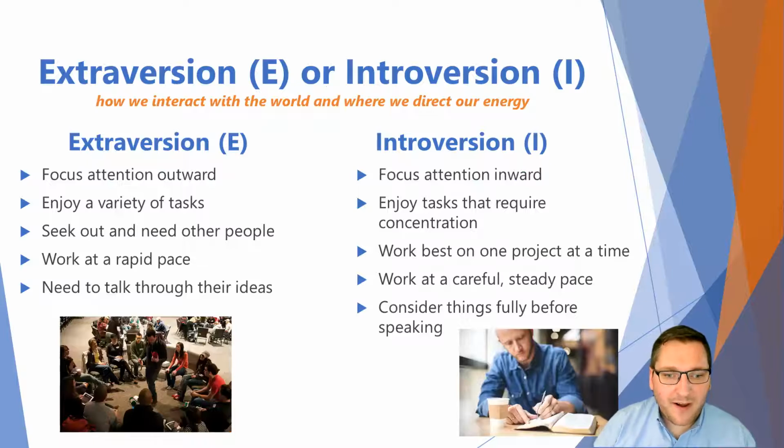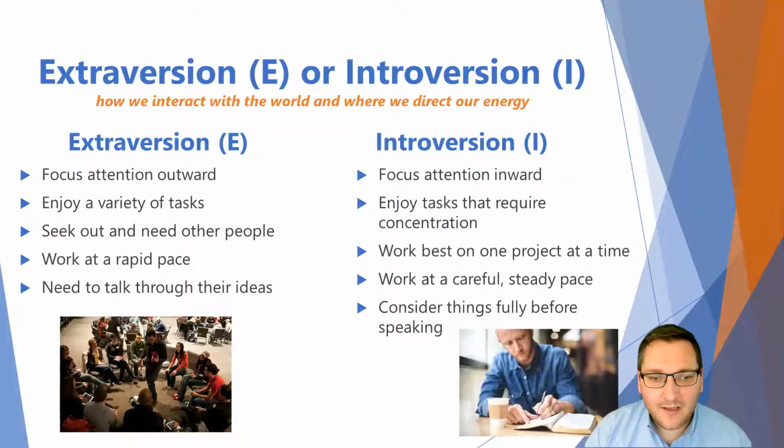The first preference pair is extroversion, represented in type theory by the letter E, or introversion, represented by the letter I. Our preference for this orientation determines how we interact with the world and where we direct our energy. Those with a preference for extroversion focus outwardly and often need to talk through their ideas. Those who have a preference for introversion focus their attention inwardly and consider fully their ideas before speaking.